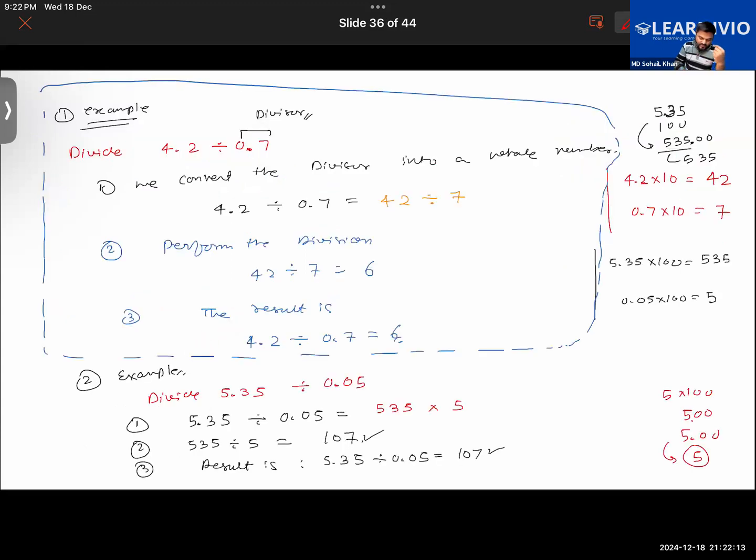Okay, just do one thing. Take a look at this example once again. 4.2 was being divided by 0.7. So we find how many decimal places there are. The divisor has one decimal place, so both of them will be converted into whole numbers by multiplying both with 10. We multiplied 4.2 by 10, we got 42, and 0.7 multiplied by 10, we got 7. So we divide 42 by 7, and that becomes our final answer. 6 was the final answer.